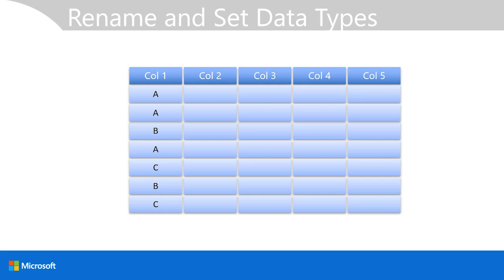We also want to make sure that we choose an appropriate data type for each one of these columns. So for example, maybe column number 1 represents categories. So we're going to go ahead and give that column name category. And then maybe the data type should be text. So we're going to go and make sure that the data type for that particular column is set to text.